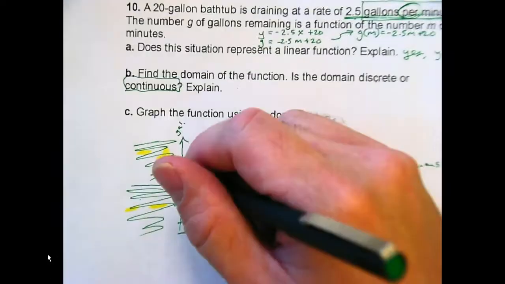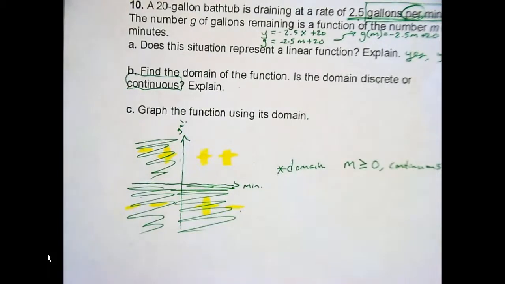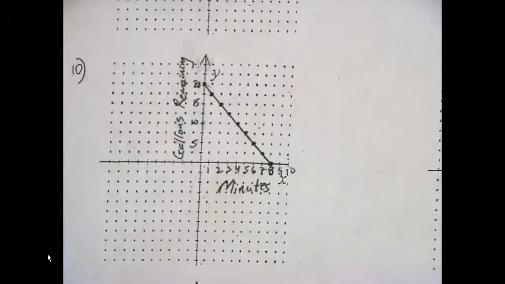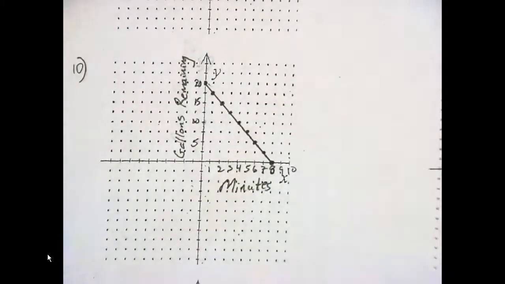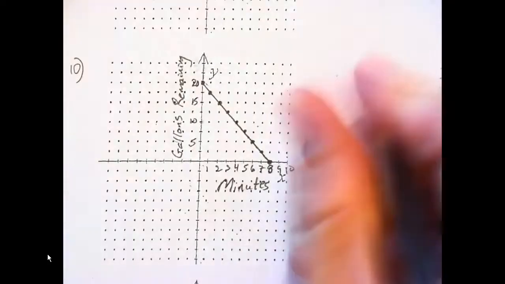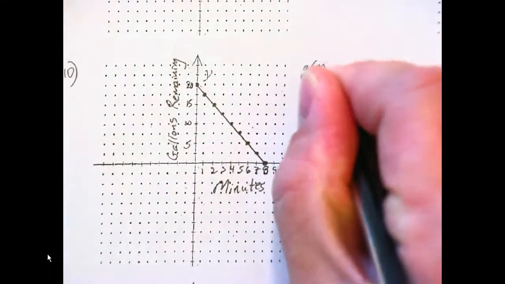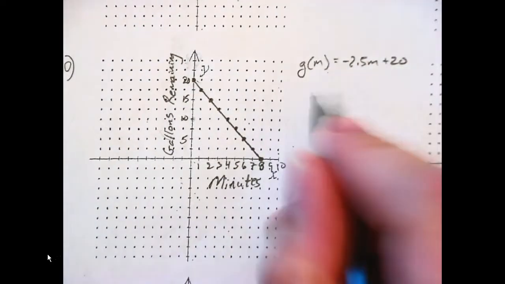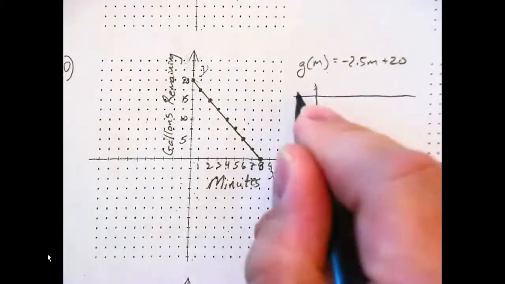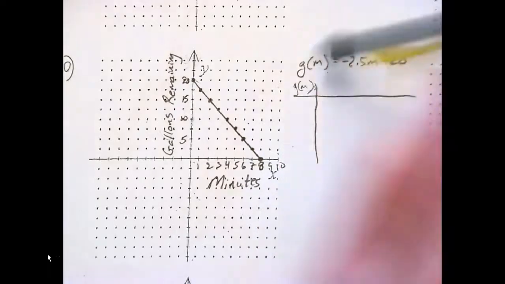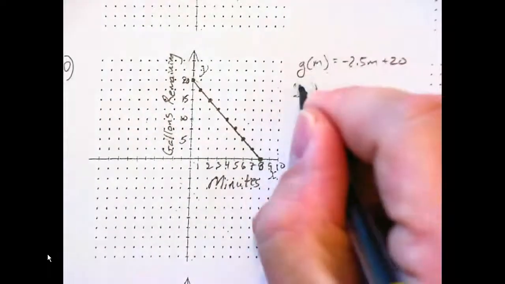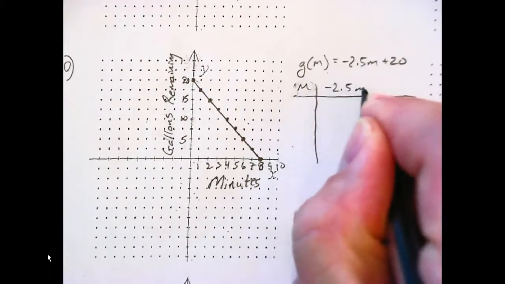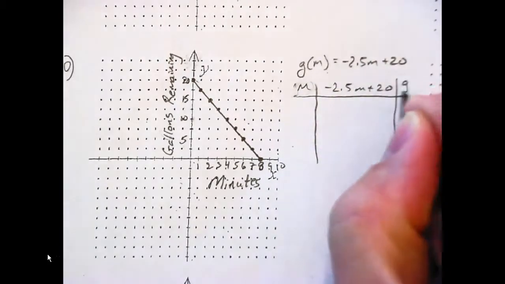But we've got gallons, and I'm going to put up my graph here. I think I have it. That's the graph I get. Okay, so in terms of this, I have g of m is equal to negative 2.5 m plus 20. How did I get that? Well, I made my table, m on this side, negative 2.5 m plus 20, and then this is g of m. So we have outputs and inputs.